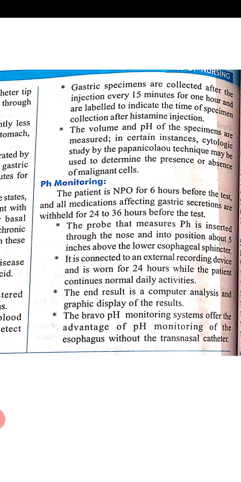The tube will be inserted through the nose and goes to the lower esophageal sphincter. Then we collect the sample and also monitor the pH value of the gastric juices.